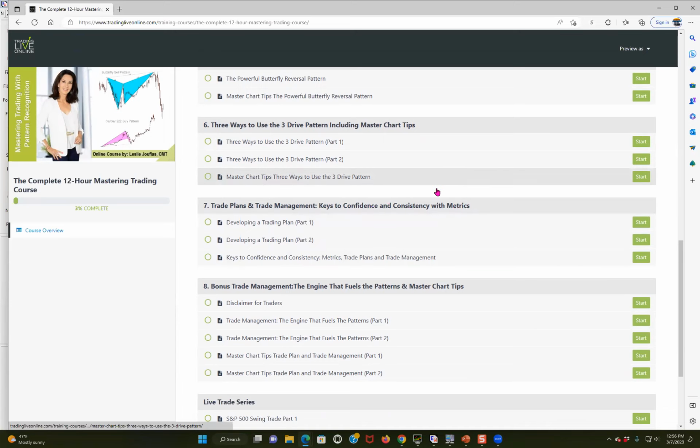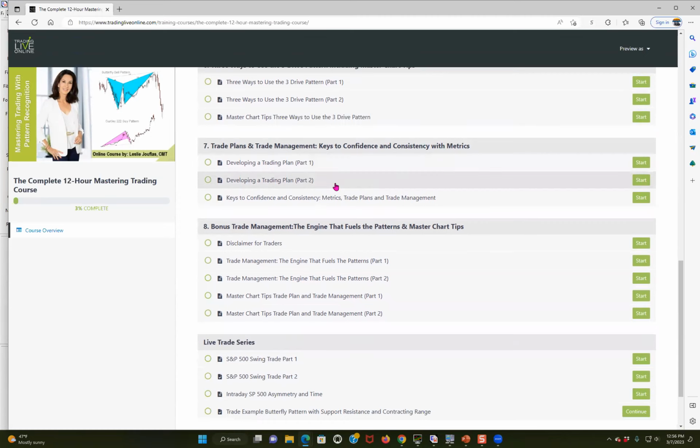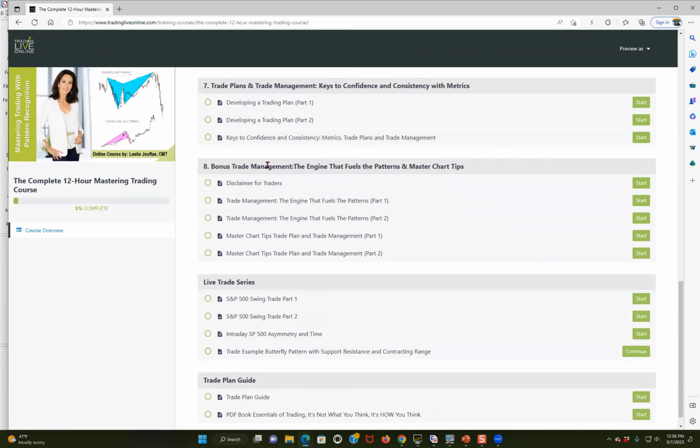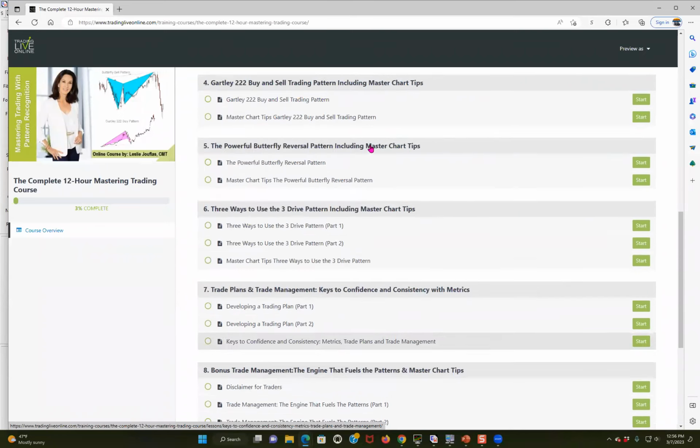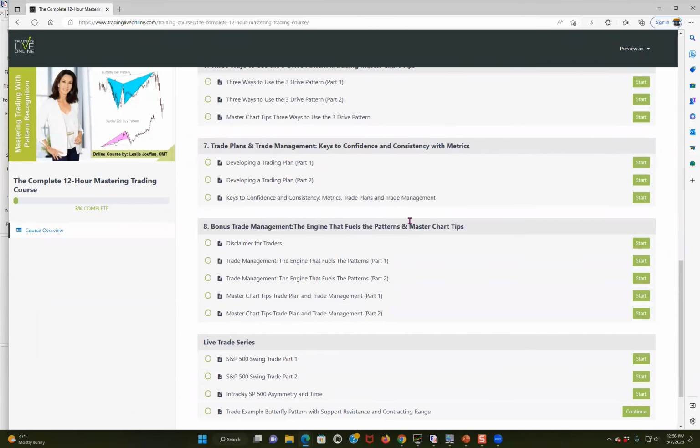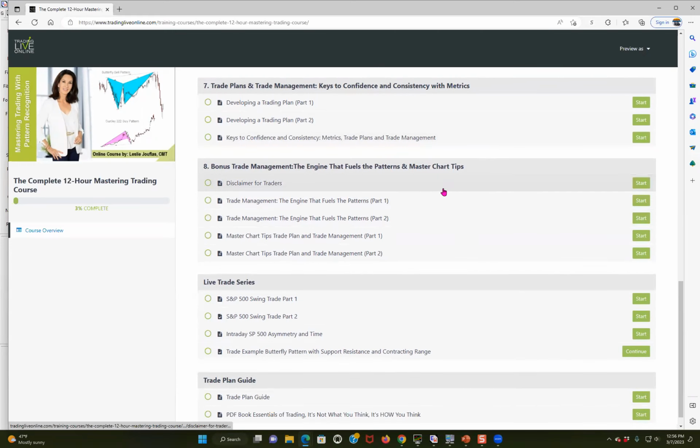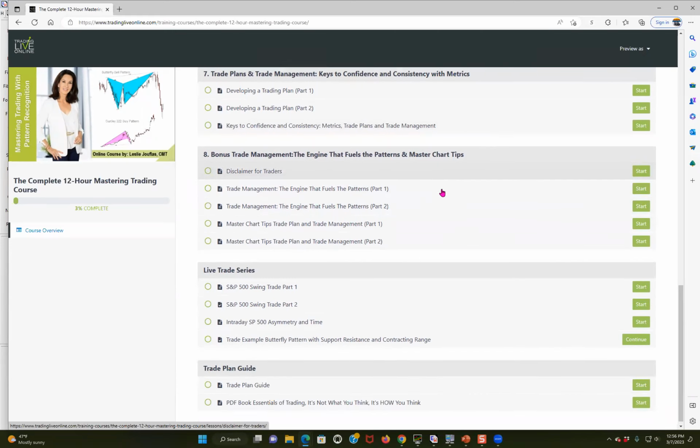And I teach you some metrics to use with your trade plan. So that's a lot of information. And now we get into trade management. You can't even get into managing trades until you've got these foundations. It doesn't make sense. But trade management is the engine that fuels the patterns. The patterns are just there. It's up to the traders to develop a plan that gives them an edge, so that they have a probability of success going out. We're not looking at just one trade. We're looking at a series of trades.